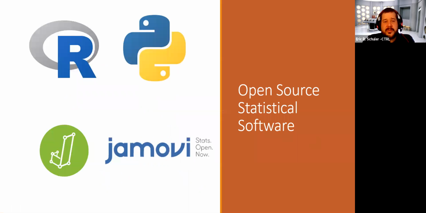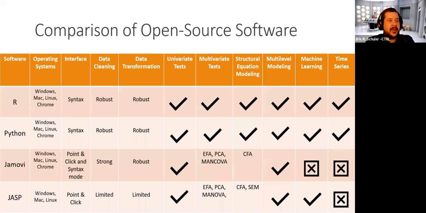So we're going to talk about 4 specific software today. We're going to talk about R, we're going to talk about Python, JASP, and Jamovi. JASP is actually standing for just another statistical program. So before we begin, I want to give a little bit of a comparison, and we're going to go into a little bit more detail with each one of these.